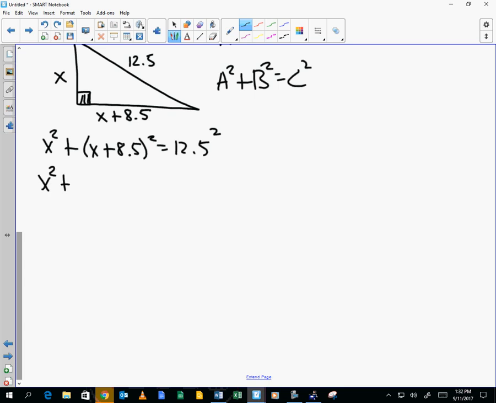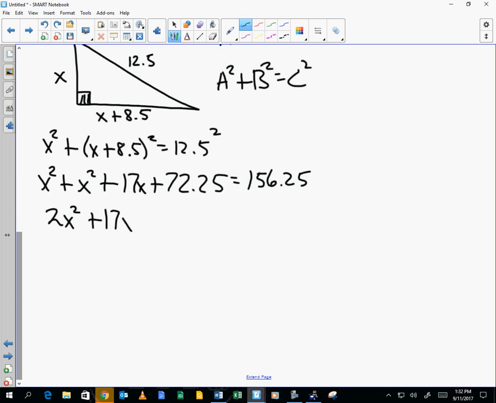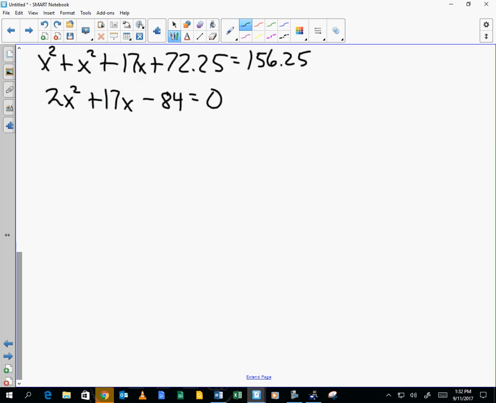So I've got x squared plus, what's the middle going to be? 17x plus 72.25 is equal to 156.25. Thank you to the woman in back with the calculator. 2x squared plus 17x. I'll subtract the 156.25 over, and I get negative 84. Ooh, does it factor?